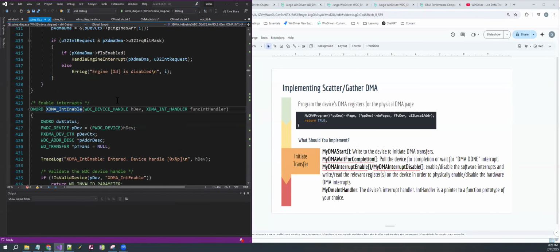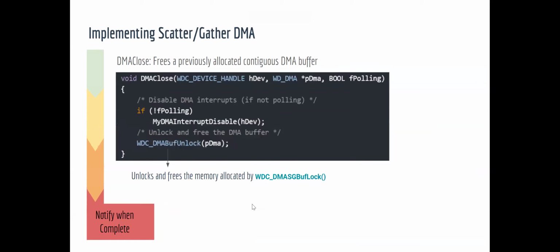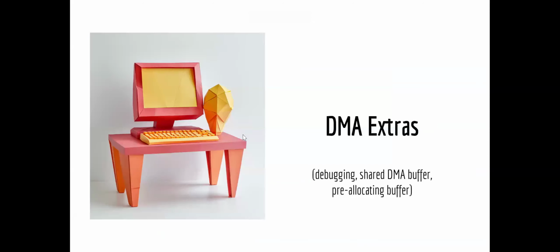Here we have the XDMA int enable. I already showed it, okay. With all the relevant functions in order to have a built-in interrupt handler for your DMA program, and the DMA int handler, okay, the device's interrupt handler, a pointer to a function prototype of your choice. The DMA close, I think it's pretty straightforward.